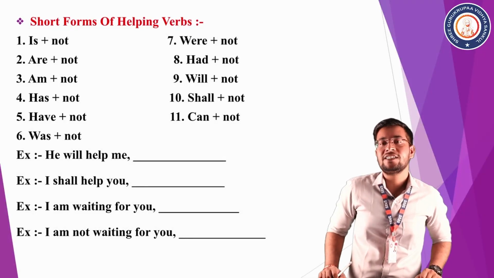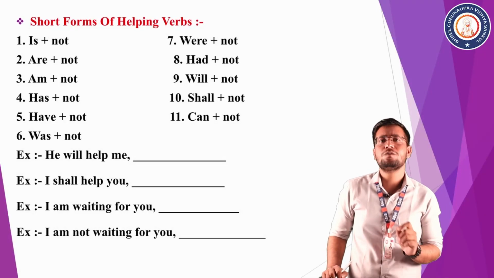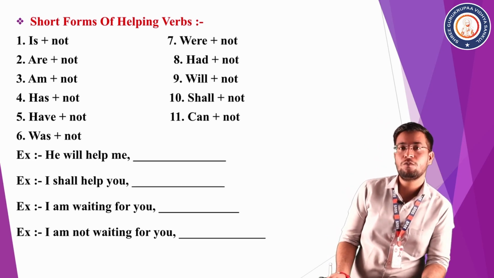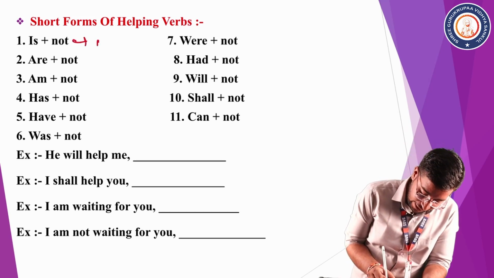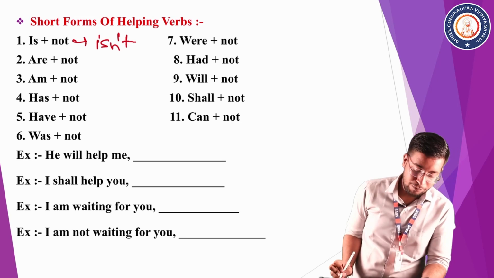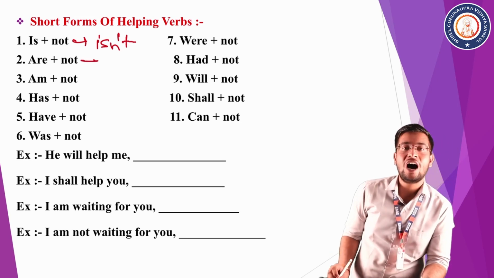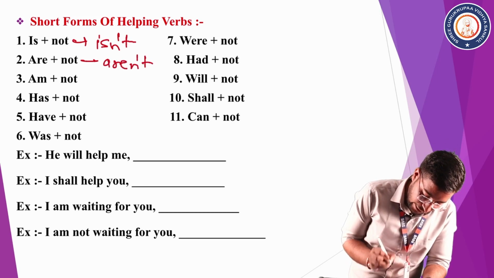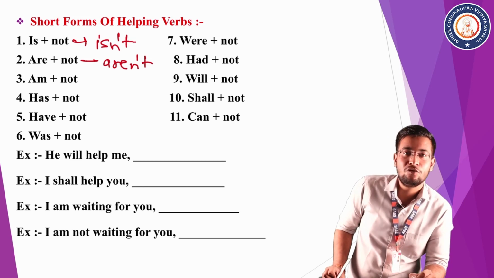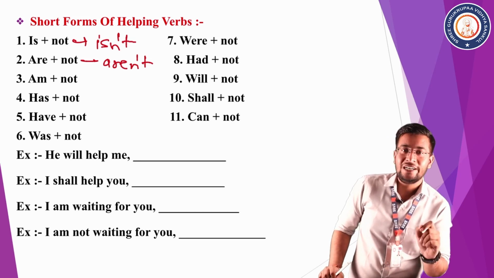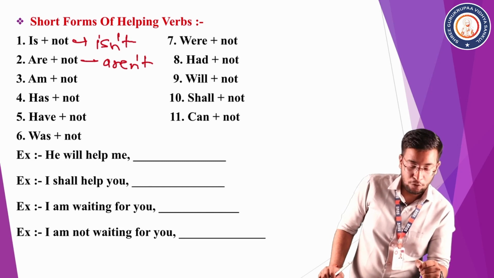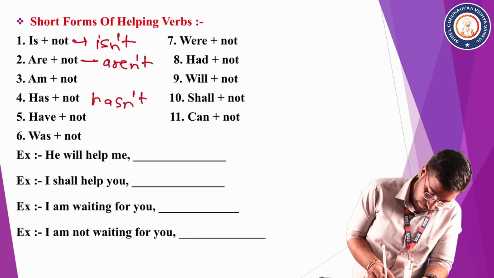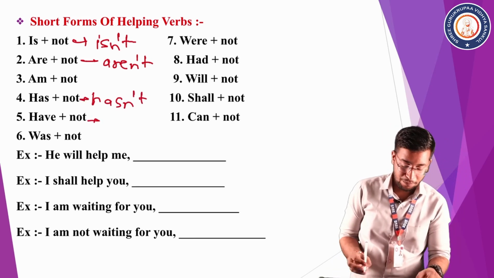As we are seeing in these examples, we are using short forms of helping verb plus not. So let's quickly revise the short forms. Tell me, what will be the short form of is plus not? Yes, it will be isn't. Now tell me, students, what will be the short form of are plus not? Yes, it will be aren't. Now, I am asking you, what will be the short form of am plus not? Let's answer this question later. I will answer the fourth question, has plus not. What will be the answer? Yes, it will be hasn't. Have plus not will become haven't.